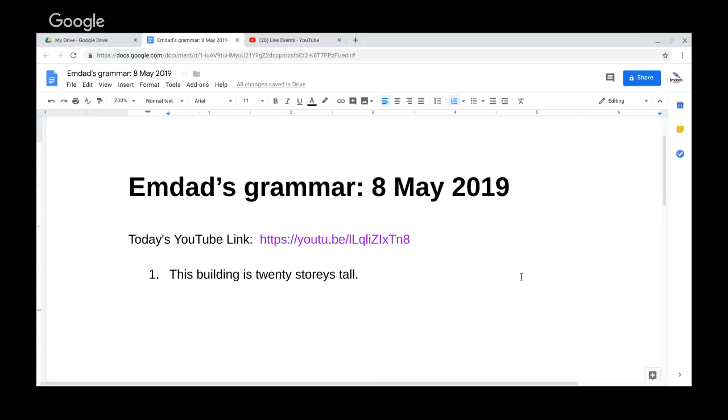Shouldn't it be "this building is a 20 story tall"? Or "this is a building 20 story tall"? Let me explain it in a little bit more. Let me write a sentence here. How about this?